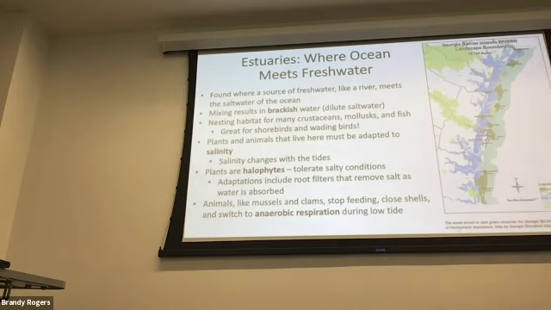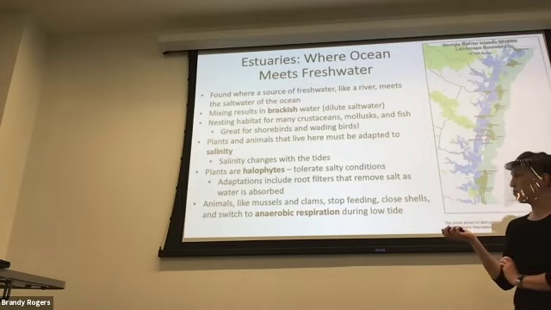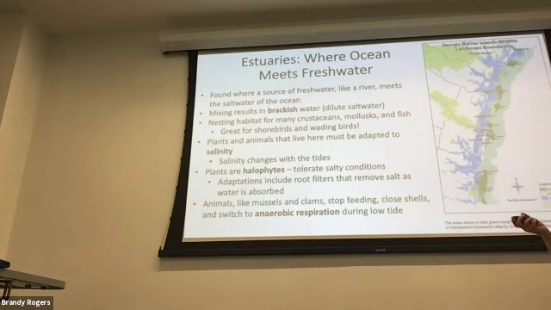Animals that live here also have to have adaptations to the changing of the tide. So a really cool example is those mussels and clams, those bivalves that can actually close their shell. What they do is they stop feeding and close up the shell tightly. If you've ever tried to pry open a bivalve shell, they have incredibly strong muscles that are holding those two sides of that shell closed.